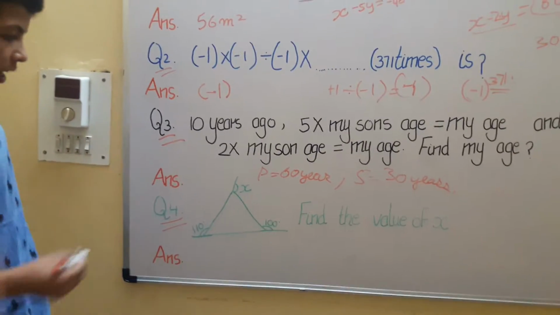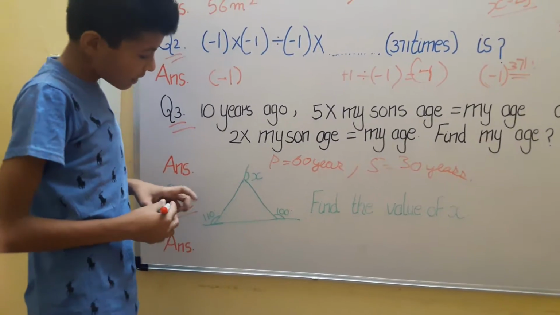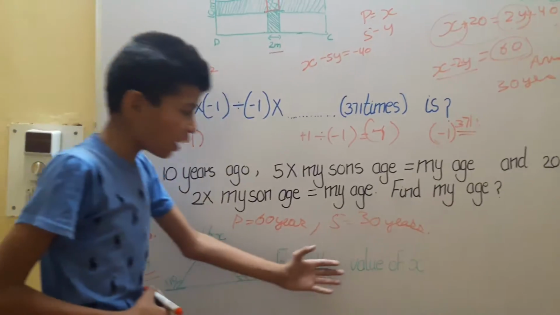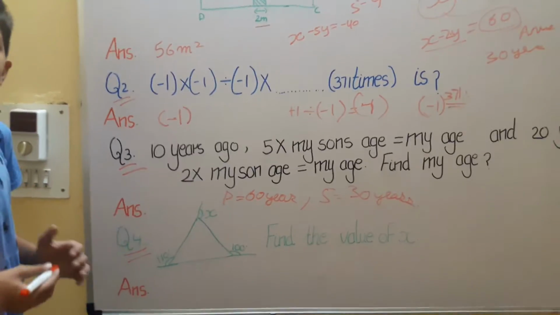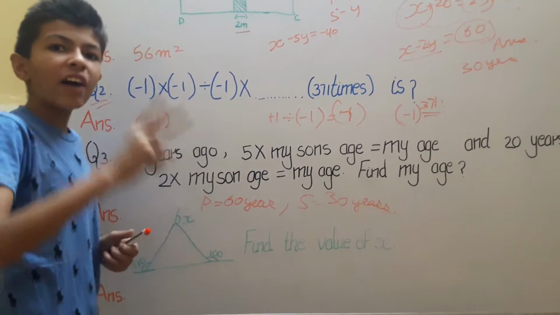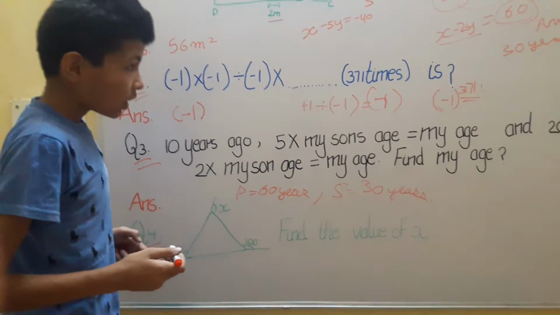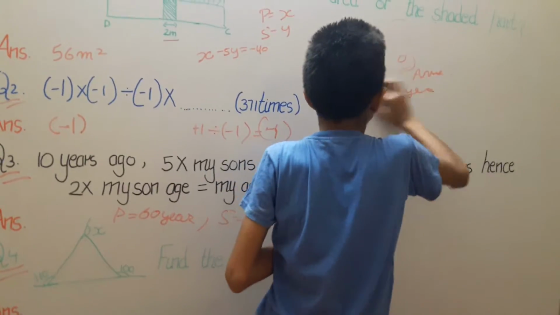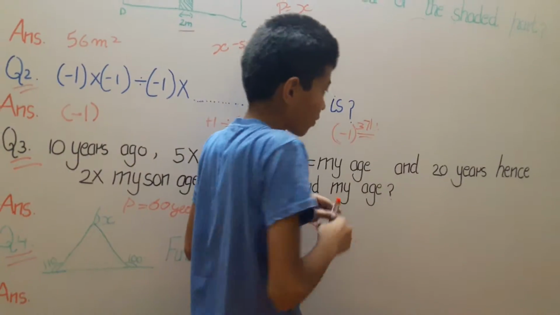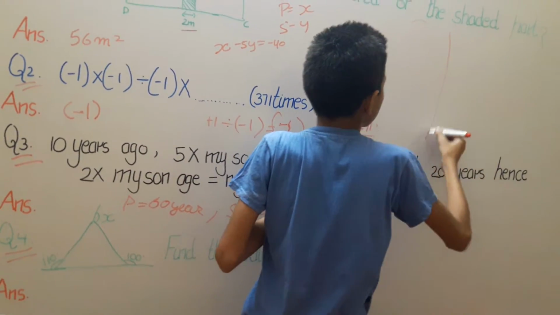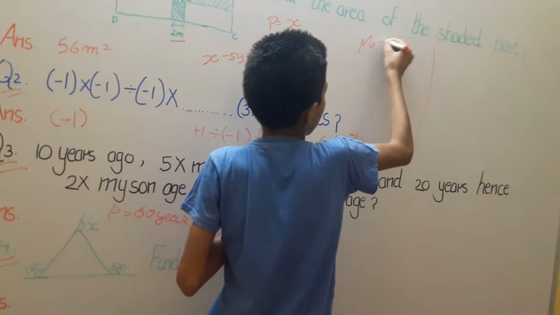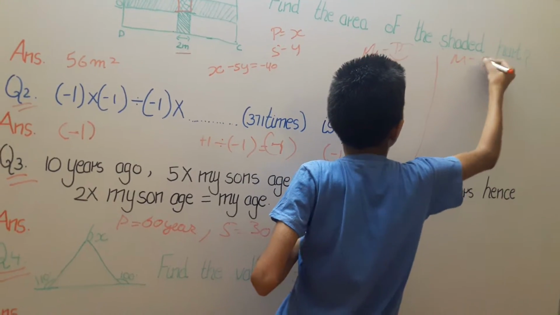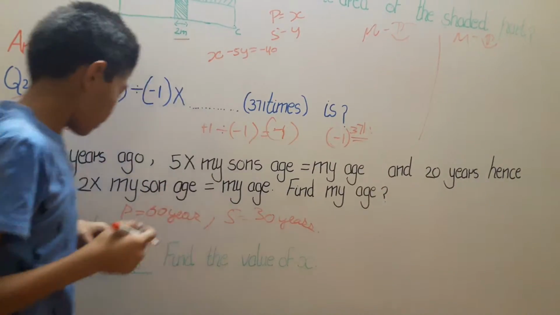we are given a triangle, and these are the exterior angles. Find the value of x. To find the value of x, we have two methods. Method 1, method 2. First let's move to method 2.